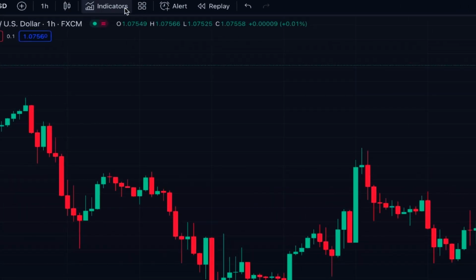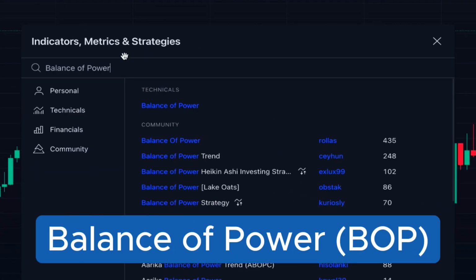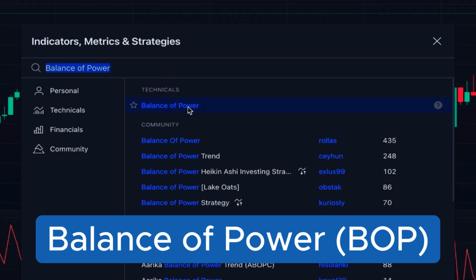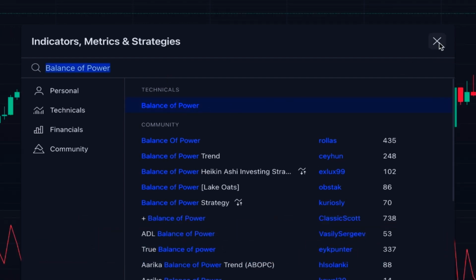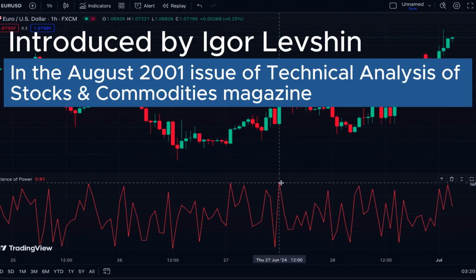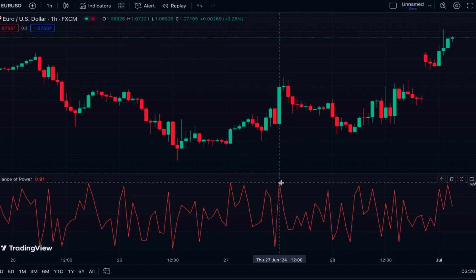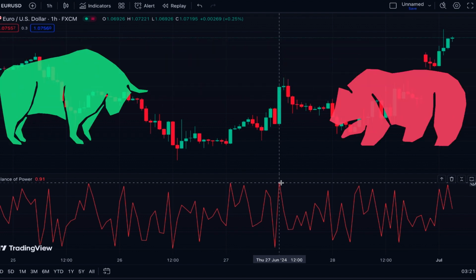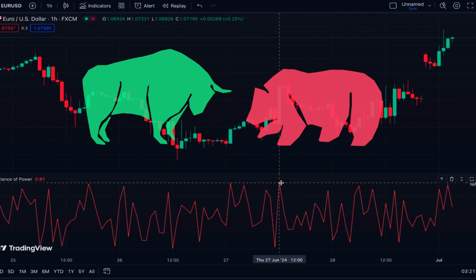Alright, let's begin with the first one, which is Balance of Power. This one is a built-in indicator on the TradingView platform. This indicator is actually an oscillator, and it tries to measure the strength of buying and selling pressure in the market. It was introduced by Igor Levshin in 2001, and since then it's been in the category of common indicators among traders. It tries to compare the power of buyers to push the price to a higher extreme with the power of sellers to move the price to a lower extreme.